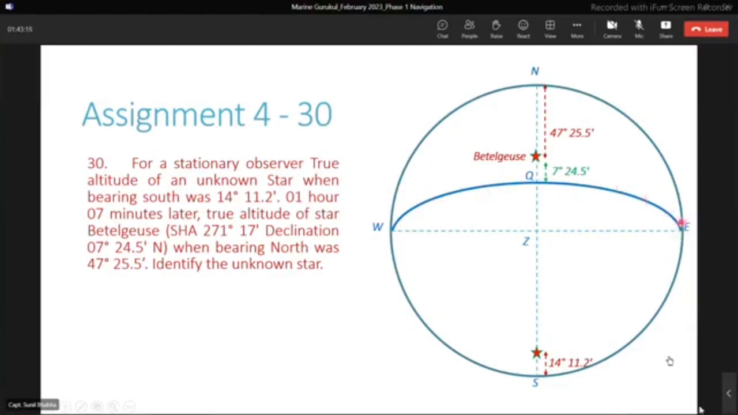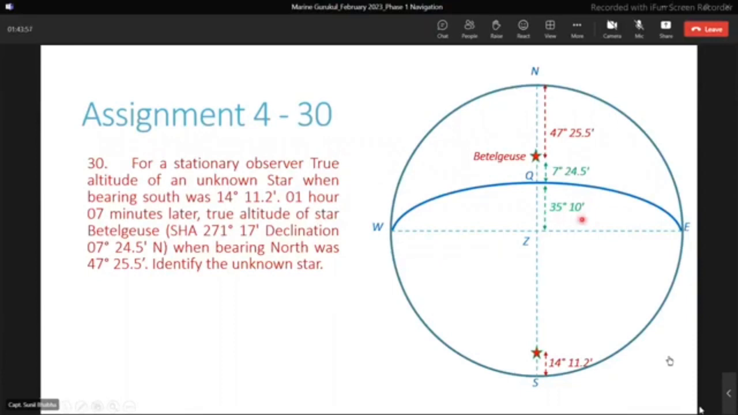WQE is the equinoctial. Now I can easily find out the arc ZQ. I know what is N to Betelgeuse, it is 47°25.5'. I know Betelgeuse to point Q is 7°24.5'. And I know N to Z is 90 degrees, which is the radius of this diagram. So 90 minus 47°25.5' minus 7°24.5' gives me ZQ, which is 35 degrees and 10 minutes.